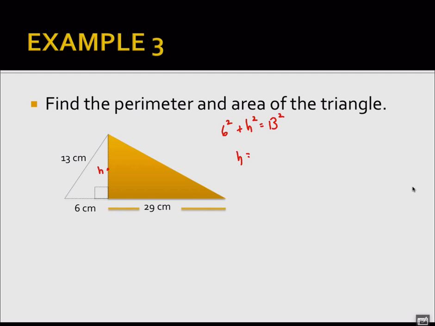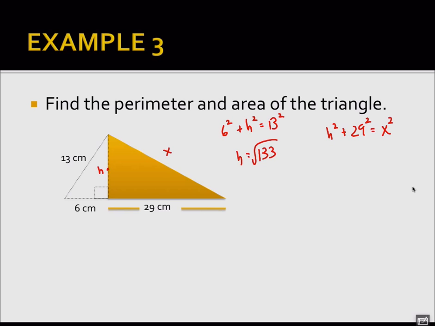So H turned out to be what? 11.53. Let's leave it in square root form just for giggles. Okay. Now there's a reason why I left it in square root form, which you'll see in a second. And then what'd you do? And now I'm going to do Pythagorean theorem on the other triangle. Okay, because we need to find this distance to find the perimeter, so we'll call this distance x. So h squared plus 29 squared is equal to x squared.